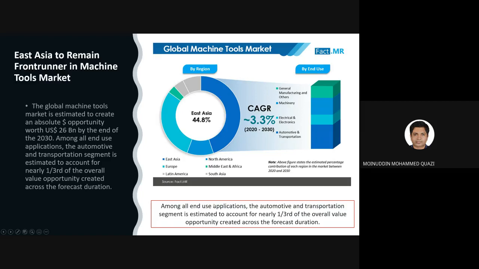Among all the end use applications, the automotive and transportation segment is estimated to account for nearly one third of the overall value of the opportunity created across the forecasted duration. The forecasted duration is 2020 to 2030. So it means that numeric control technology has a very good prospect for the next 10 years as well, and those people who are working in this sector have good chances of growth.